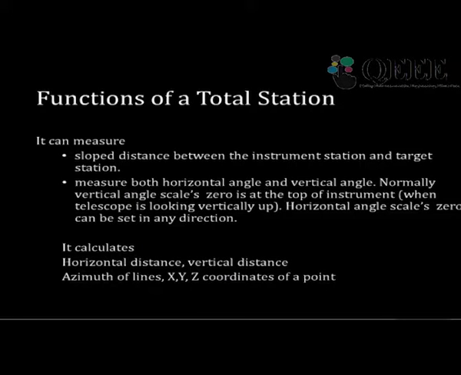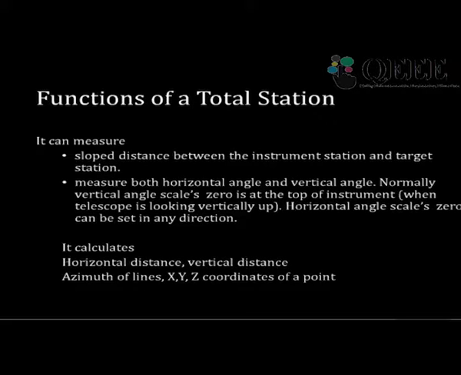Then it calculates the horizontal distance and vertical distance, and also the azimuth of lines, and the x, y, z coordinates of a point. So here you have to note that the functions involve two components: measurement and calculation. The total station measures only the slope distance, and measures the horizontal angle and vertical angle. But the horizontal distance and the vertical distance are calculated. So there is a huge difference between measurement and calculation.